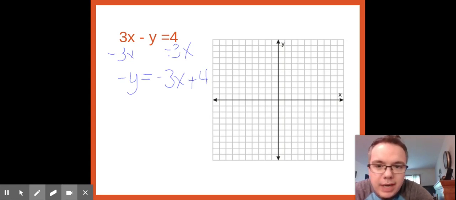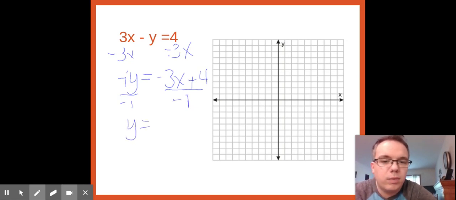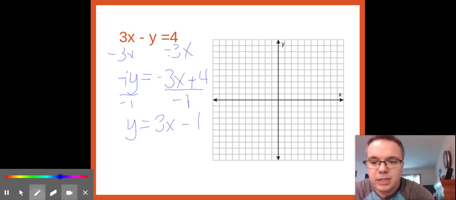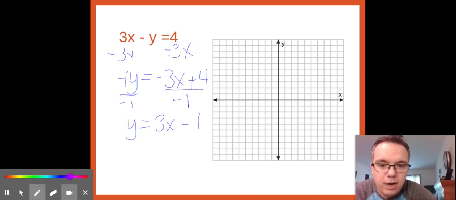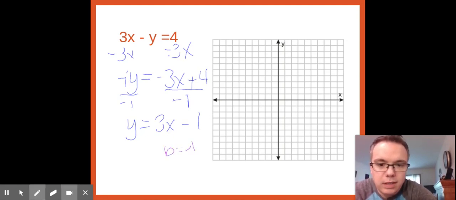We still haven't solved for y because we have a hidden negative 1 here. So I'm going to divide both sides by negative 1. And remember, when we're dividing more than one thing, we have to do it to both, so we have to go across the entire expression here. So negative 3x divided by negative 1 is a positive 3x, and a positive 4 divided by negative 1 is negative 4. So now we're in the y equals mx plus b equation. So our b is equal to negative 1. So that means we're going to start at the point 0, negative 1.